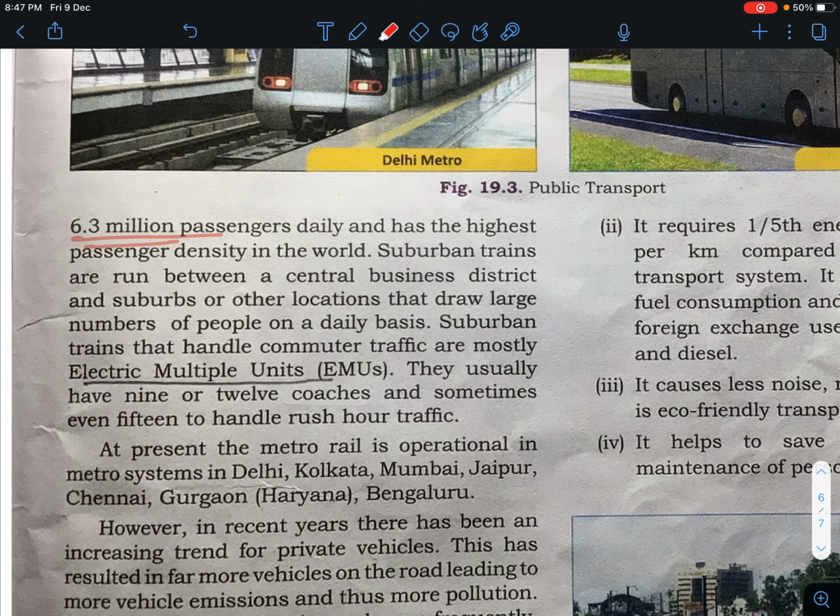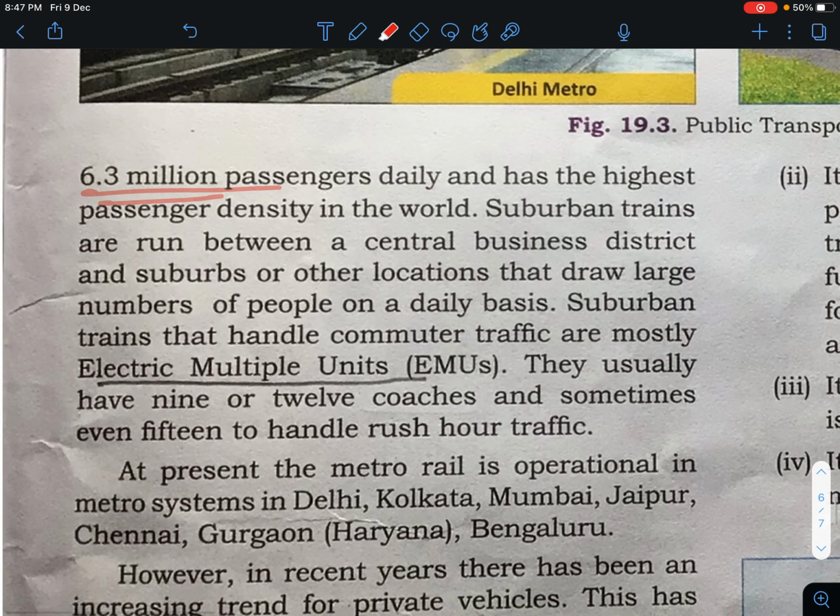Suburban trains are run between the central business district and the suburbs and other locations that draw large numbers of people on a daily basis. It means suburban trains run between two distant places and draw a large number of people every day.